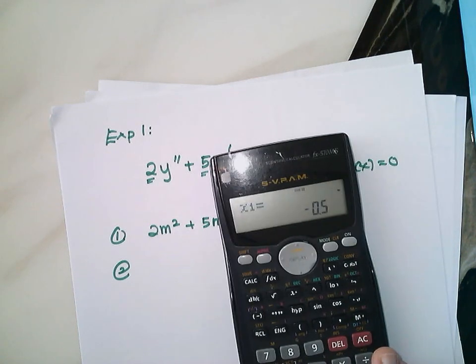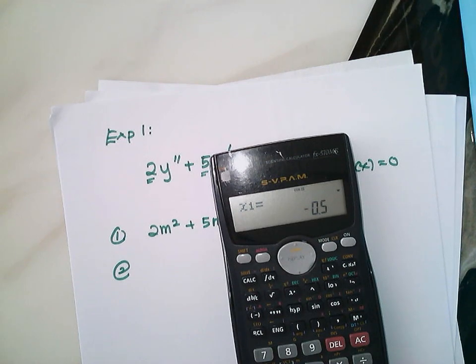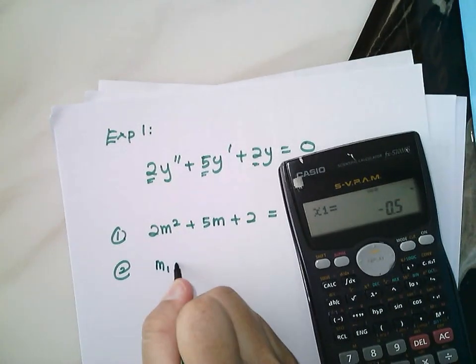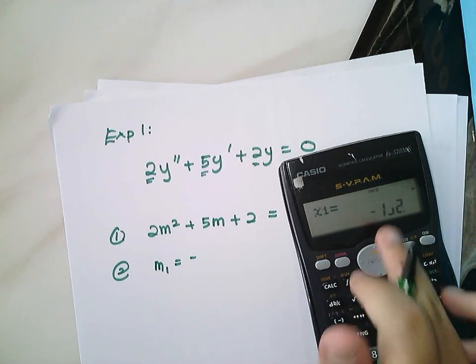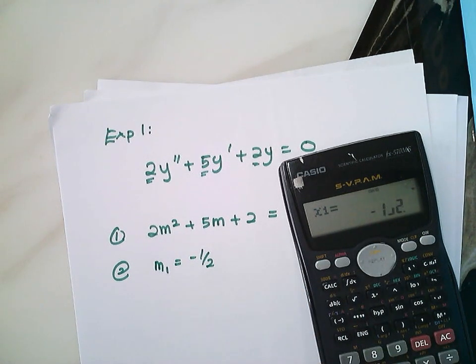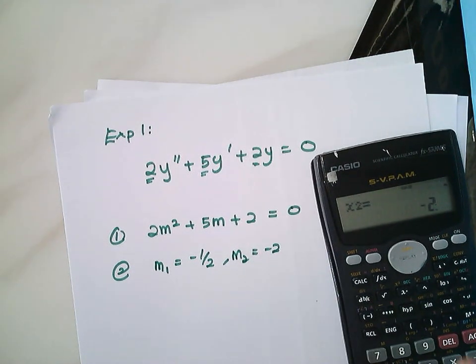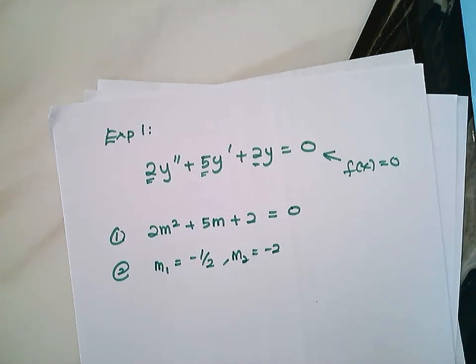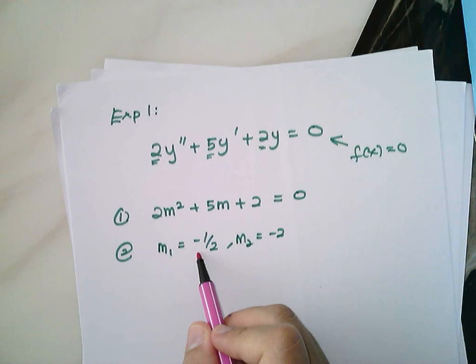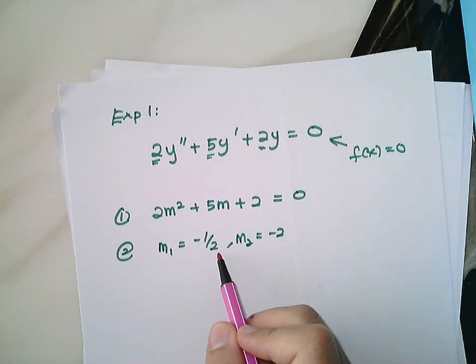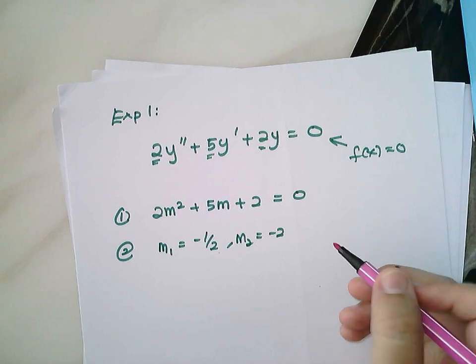So therefore you will have the value of m, where m1 is equal to negative 1/2, and m2 is equal to negative 2. Okay, so until here, are you clear? You just key in these values into your calculator and get the value of m. As you can see here, you have two different values of m: the first is negative 1/2 and the second is negative 2.